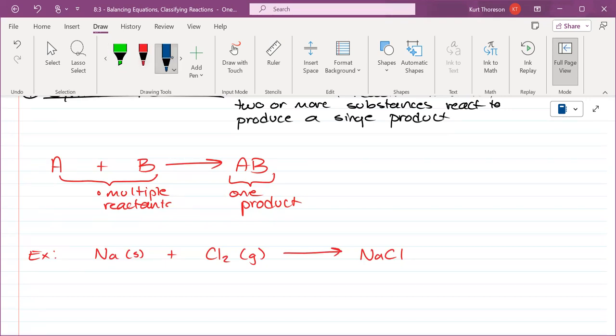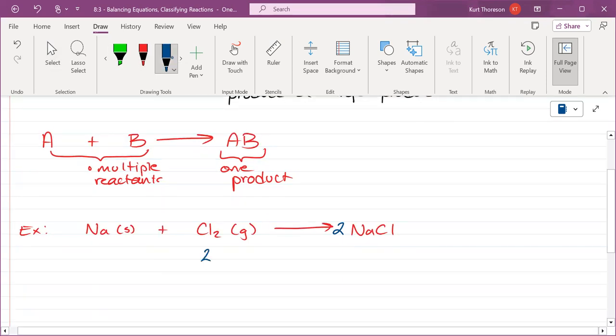You would be advised to put a 2 coefficient in front of sodium chloride. This is sodium chloride, by the way. And now the chlorines are balanced. There's 2 of them here and there's 2 of them here. But you have 2 sodiums here, you have 1 here. So put a 2 in front of that sodium and they're all balanced out.